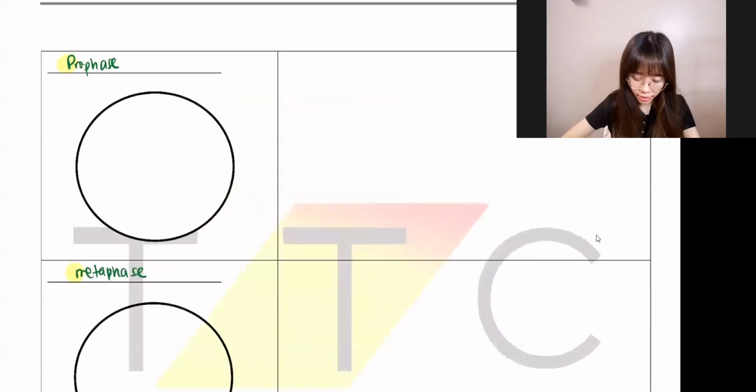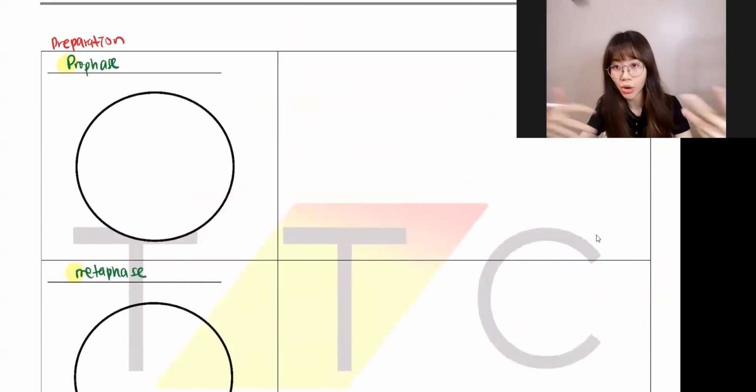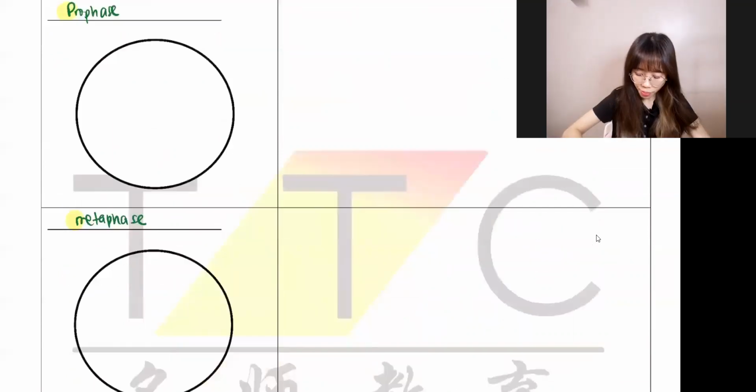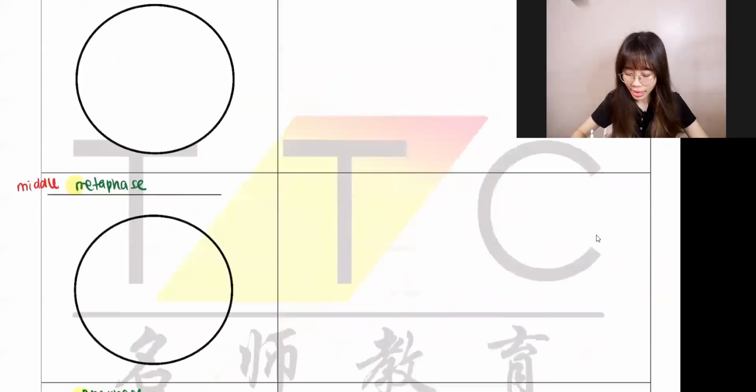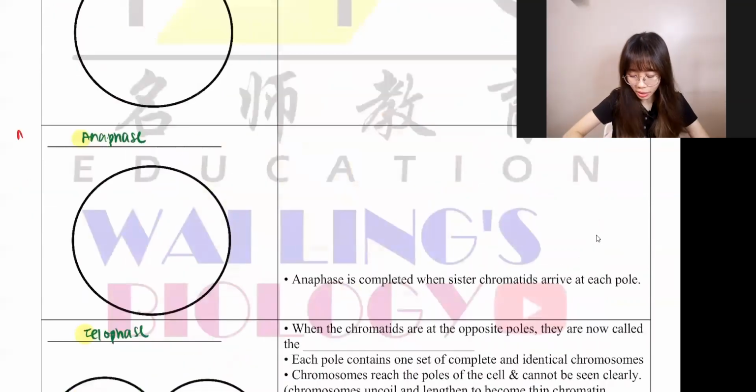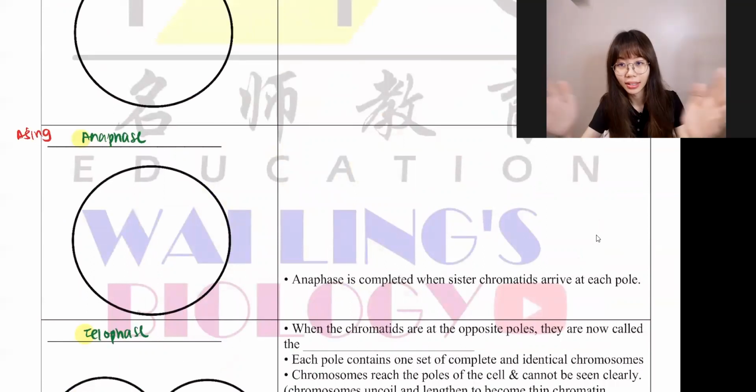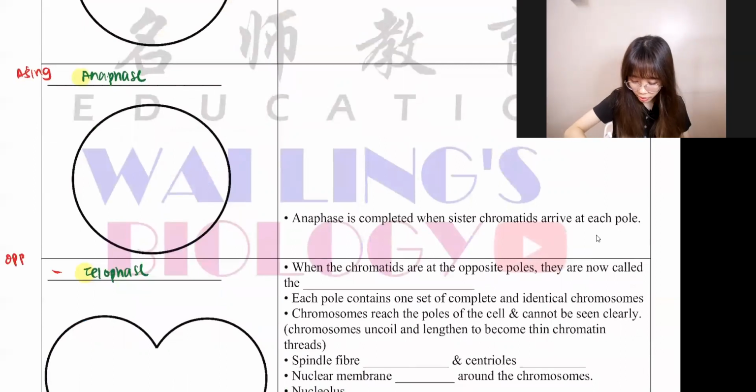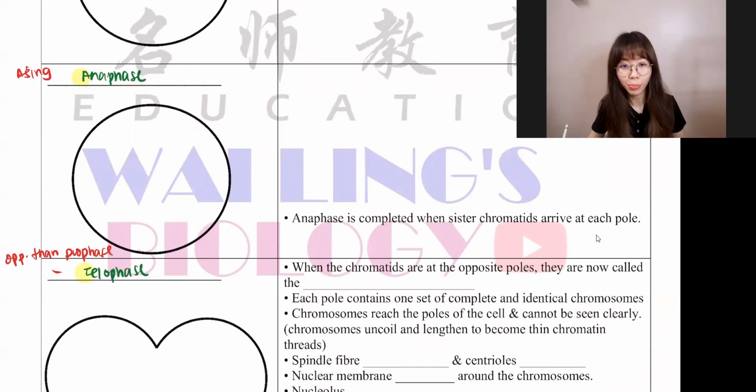Okay, let me teach you a very easy way as a conclusion. How do you want to remember them? Remember P is a preparation phase. What does a preparation phase mean? Preparation, everything started to get ready. And then M, remember as middle. They will be at the middle, okay? Metaphase, middle. Anaphase, you can remember as separated. They are separated, okay? And then T is opposite. They are opposite than prophase. So this is PMAT. As a general idea, you can remember like that.